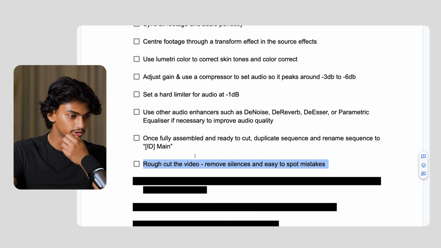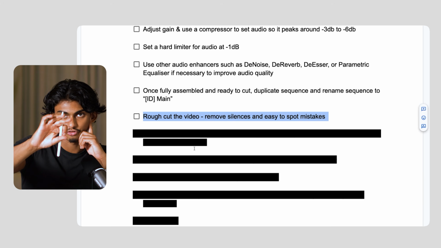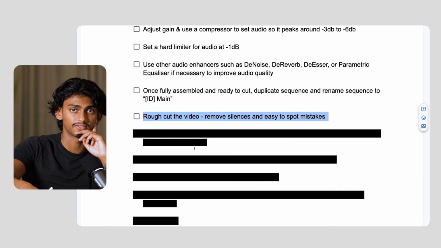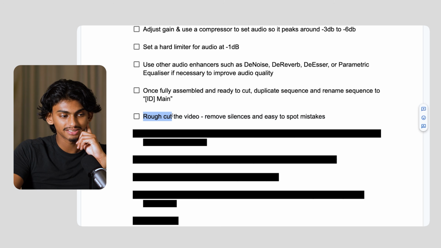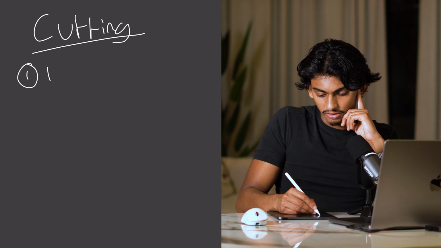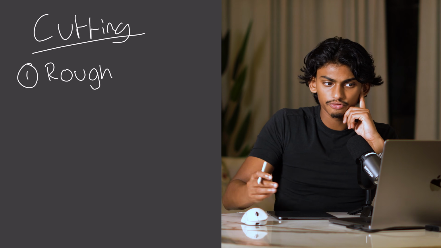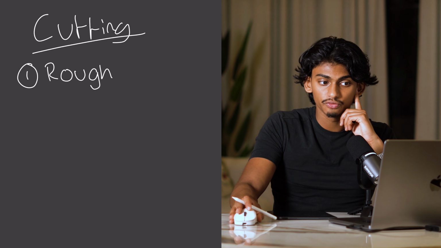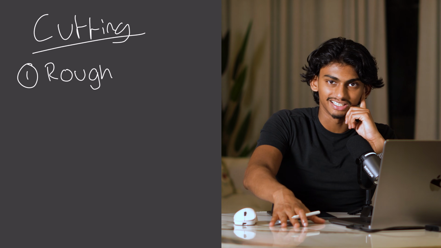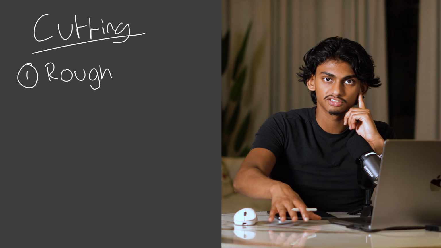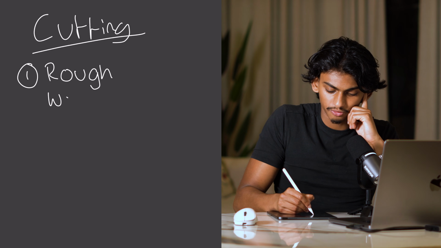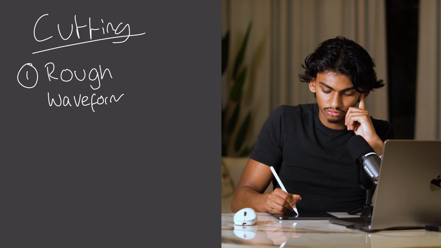Next, we're going to go through the rough cut stage. I cut in 3 stages because it's the most effective that I found for time, quality of the cut, and storytelling. The first stage of cutting is the rough cut. The rough cut is where we simply remove all the silences and cut the easy to spot mistakes. The fastest way to do the rough cut is by doing something that I call cutting to the waveform.